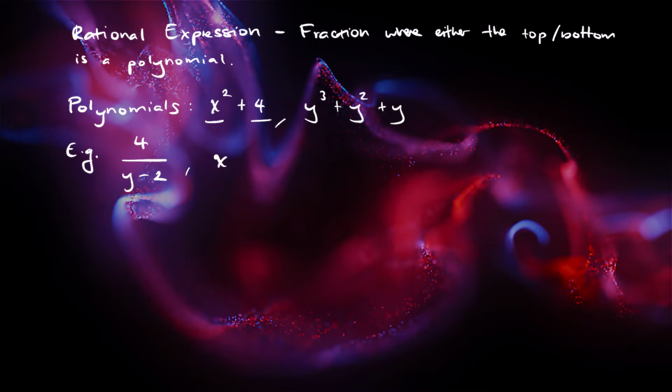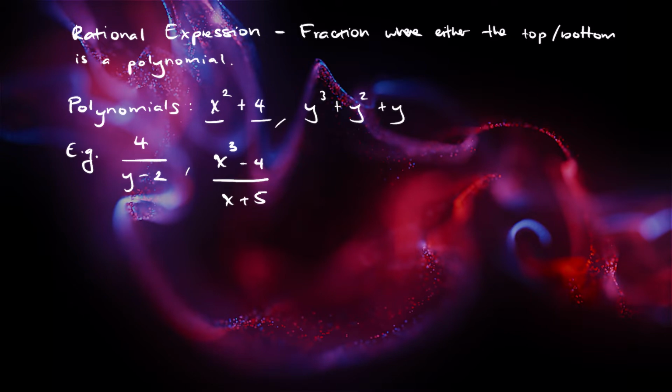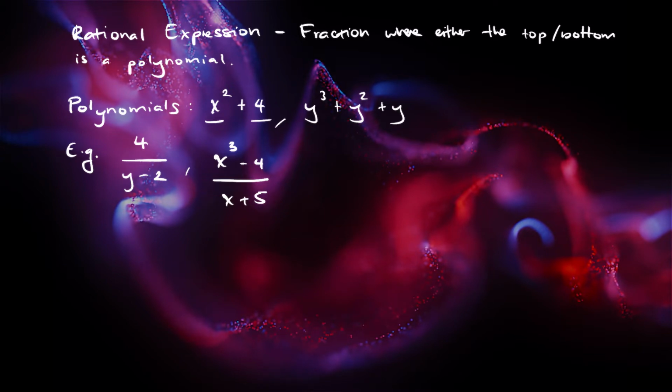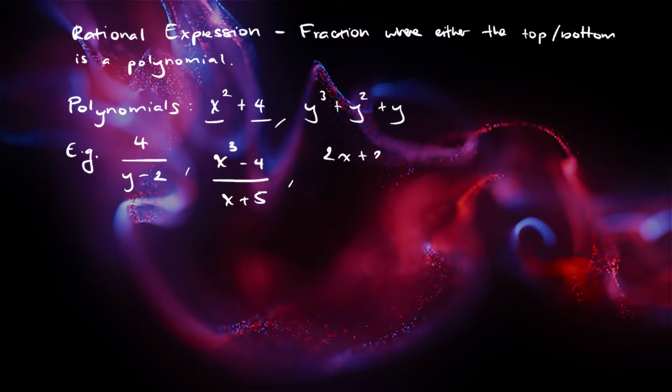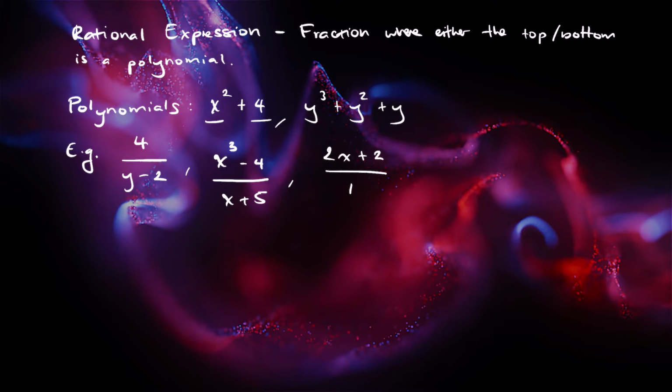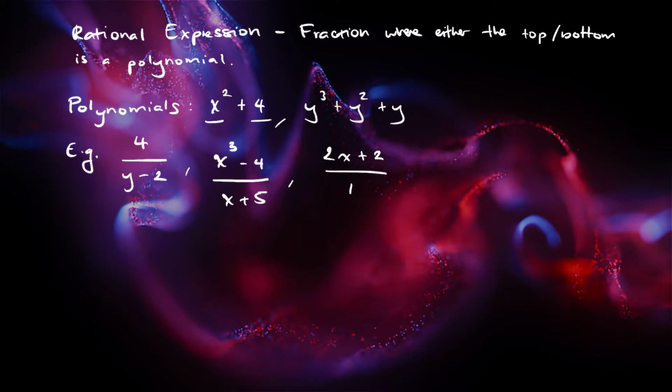Another example might be x cubed minus 4 divided by x plus 5. In this case, both the bottom and the top are polynomials, and they're being divided, so it's a fraction, so as a result it's a rational expression. Let's look at one last example, which might be 2x plus 2 divided by 1. Now, although we could technically simplify this to just 2x plus 2, since anything divided by 1 is the same thing, because we still have it in fraction form and the top of that fraction is a polynomial, this still technically counts as a rational expression. So that's something nice that we might want to keep in mind.